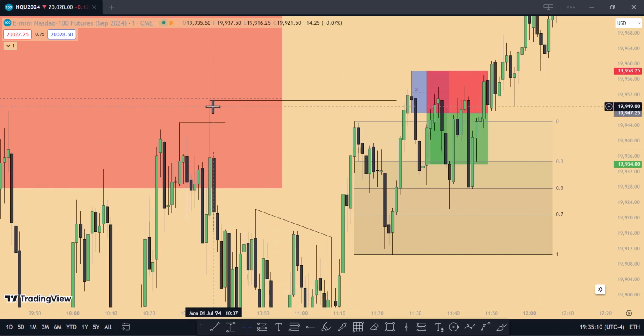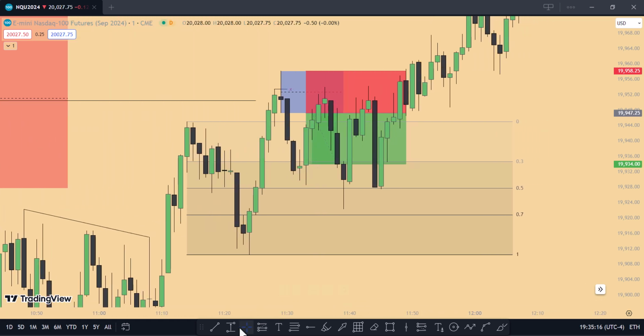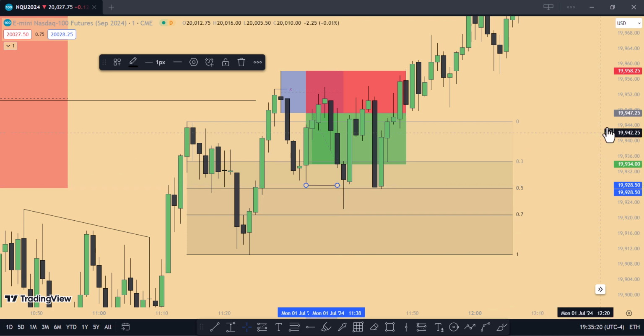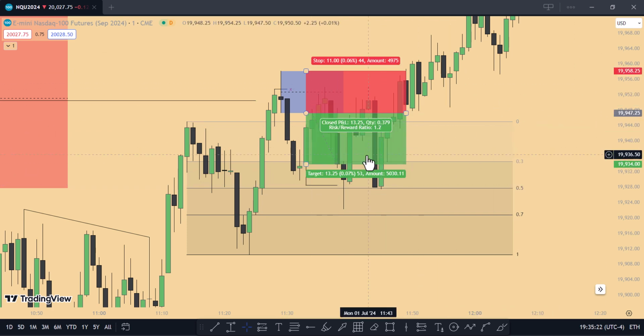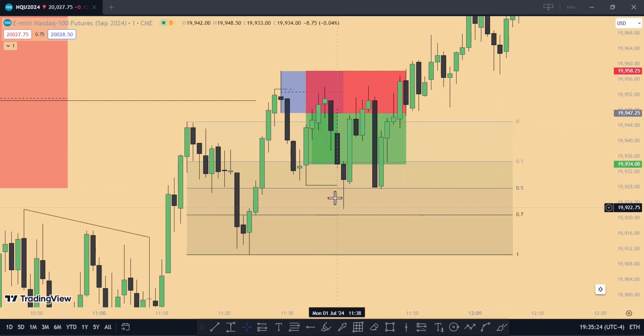You can see that this low right here, price generated this low just above the 50%. Now we have this high just below the 50%, price liquidated and then traded lower. Now we have this low just above the 50%. So this is my target. This is the first top, and I was looking for the second top. I was looking for price to trade lower, to liquidate this low into this zone right here. So this was my target.